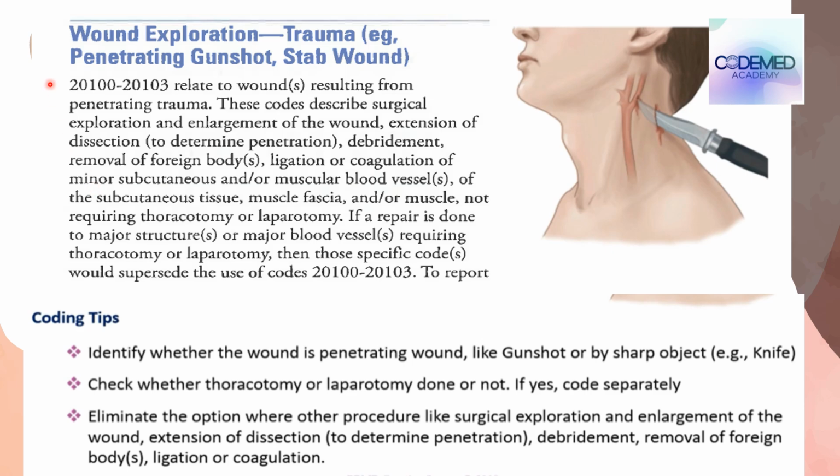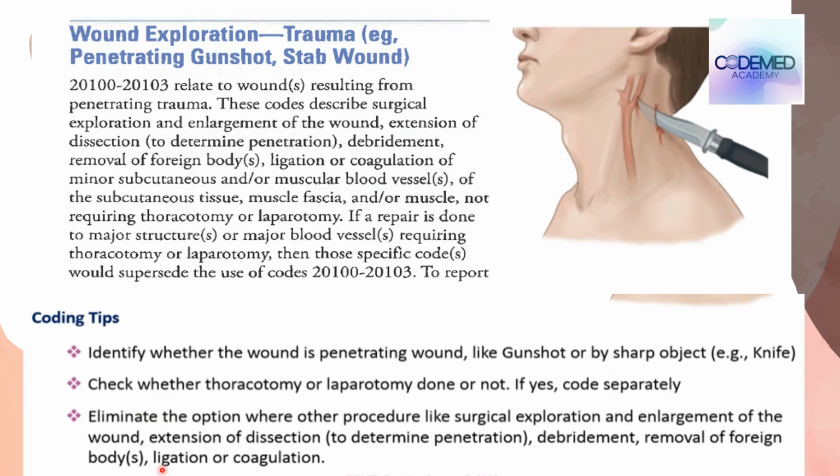The code range is 20100 to 20103. I have summarized these guidelines into 3 points. First is identify whether the wound is a penetrating wound like a gunshot or a sharp object. So if that is mentioned in your documentation, you can directly come to this code. Check whether the thoracotomy, that is cutting open of the chest, and the laparotomy, that is cutting open of the abdomen, were done or not. If yes, code separately because that's an additional work.